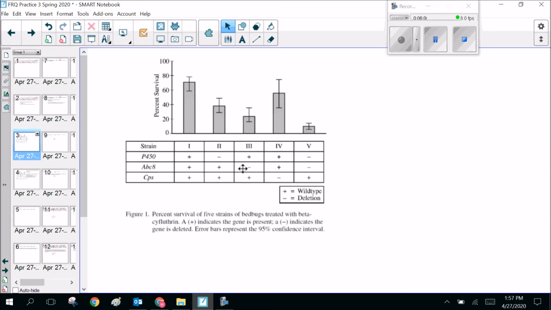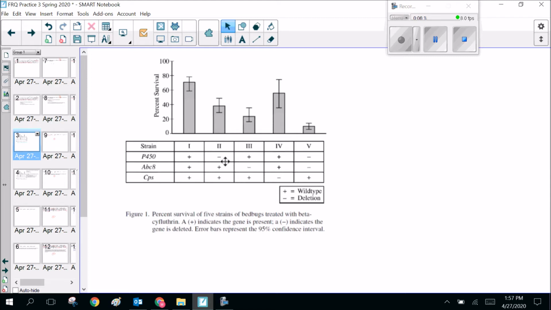And they did the right thing. They deleted them one at a time and left the other 2 active to see how it affected the percent survival of bed bugs. And we can imagine that the higher the survival rate, the higher their resistance or resilience to the pesticide, and the lower their survival rate, the more the insecticide worked on them.